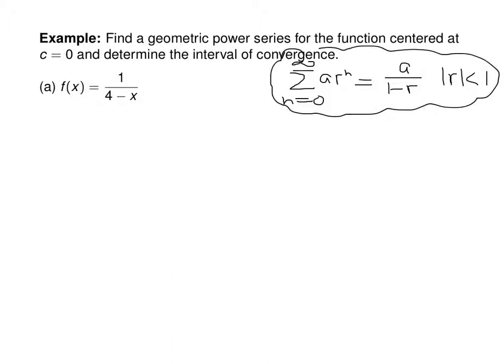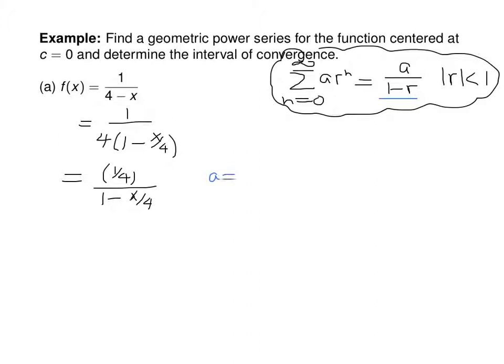So we need to make our 1 over 4 minus x into the form 1 minus some number. So how we'll do that is we'll factor out a 4 in the denominator. So that will give us 1 over 4 times 1 minus x over 4. And that's the same thing as 1/4 divided by 1 minus x over 4. So that means that in that formula we have that the a is equal to 1/4 and the r is equal to x over 4.